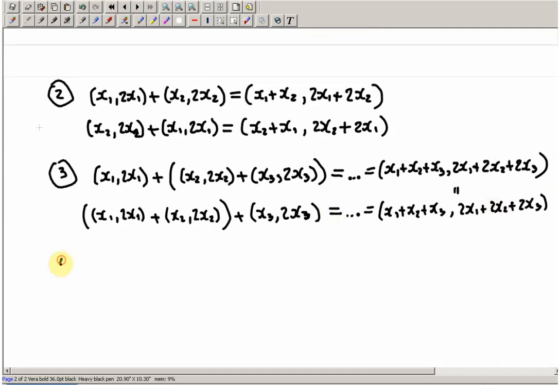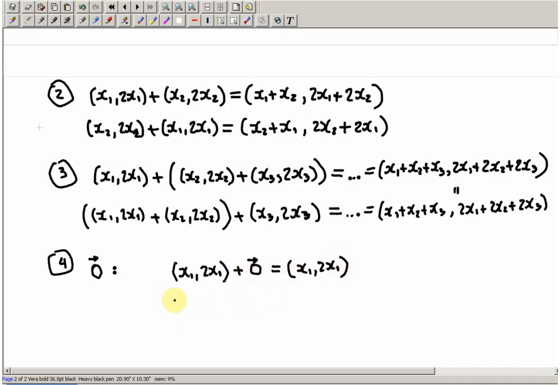Now let's take a look at number 4. The vector space has a zero vector. We don't know who the zero vector is. Don't assume right away that it's (0, 0). In this case it will be (0, 0), but don't assume that. So first let's find out who the zero vector is. The zero vector is such that if I add it to a vector in the vector space, I should get the same original vector back.